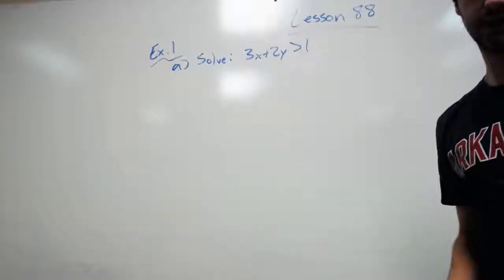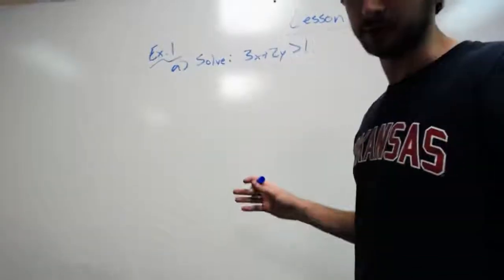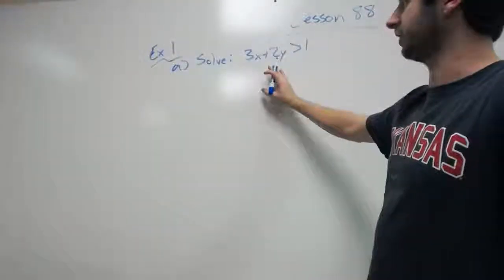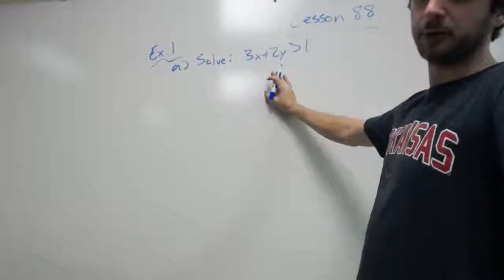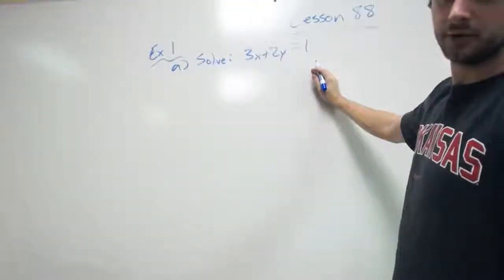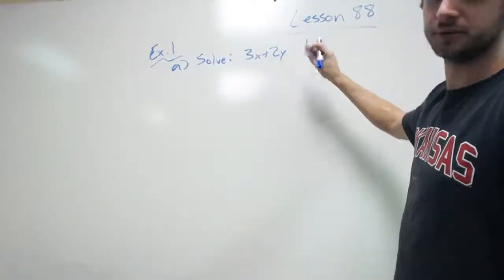Lesson 88, we're going to look at solving and graphing linear inequalities. In the past, we've done graphing and solving linear equations. Now we're simply going to do inequalities. That just means we're changing our sign here. Previously, this has been an equal sign. Now it's going to be a greater than, less than, greater than or equal to, or less than or equal to.